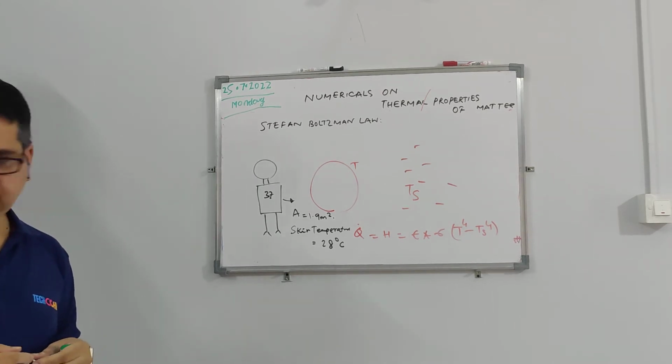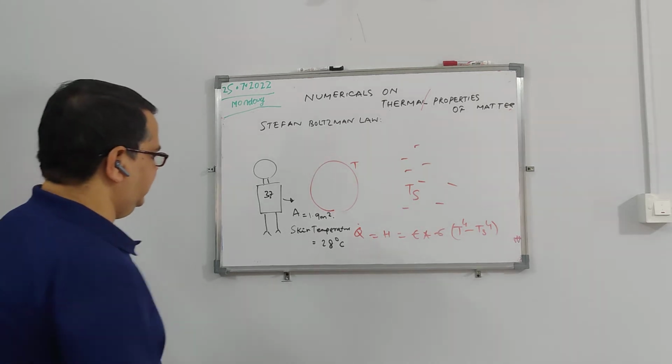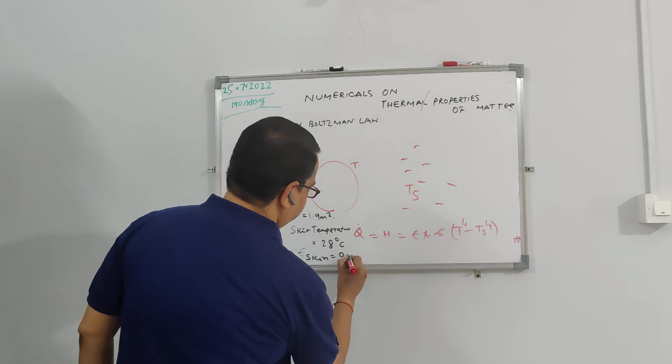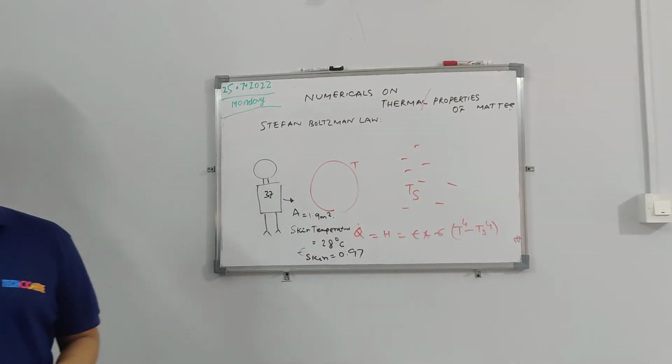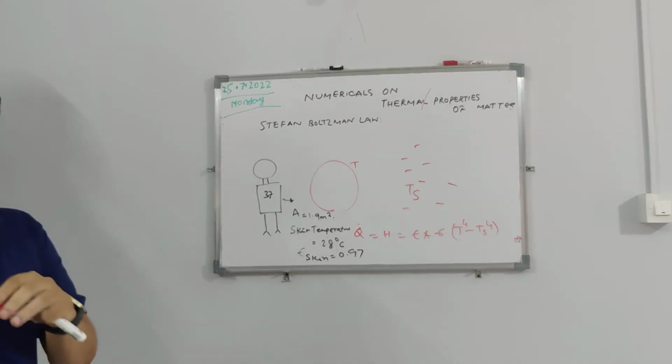A we know, and temperature also we know. Sigma we know, the Stefan Boltzmann constant. Emissivity we don't know, but it is given that the emissivity of skin, E skin, is equal to 0.97. So with all this, we can find out how much heat is being radiated.